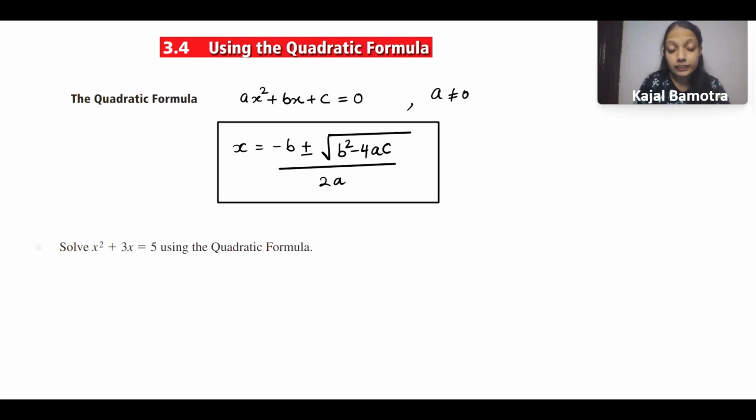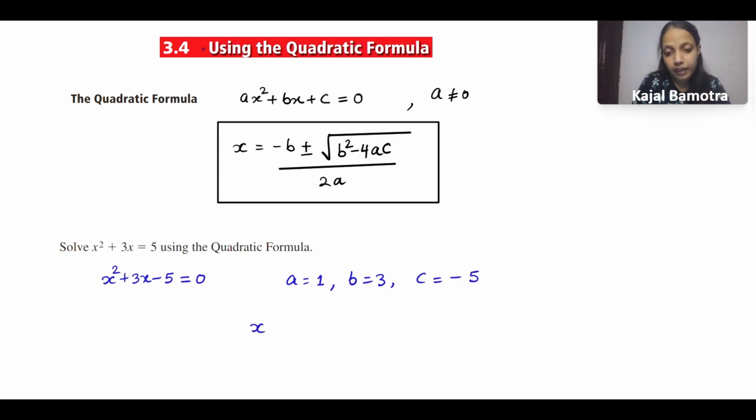Alright, so let's do this question. Solve x square plus 3x equals 5 using the quadratic formula. Whenever you are using the quadratic formula, be clear about this: everything should be on one side. Be careful. If something is on the other side, keep everything on one side. So I'm shifting: x square plus 3x minus 5 equals 0. A is 1, B is 3 and C is negative 5.